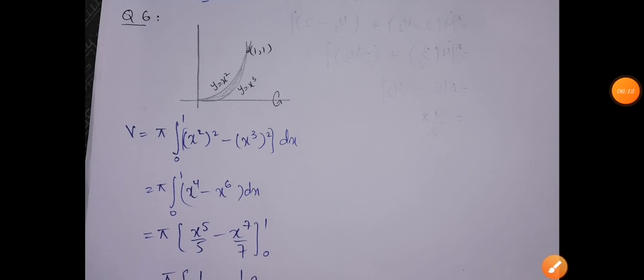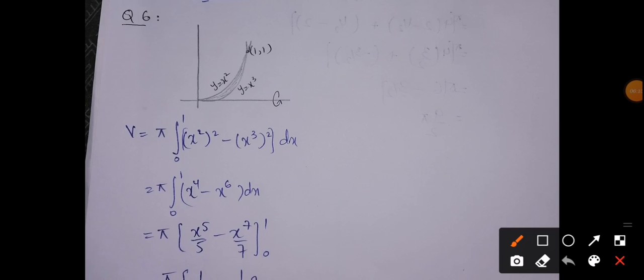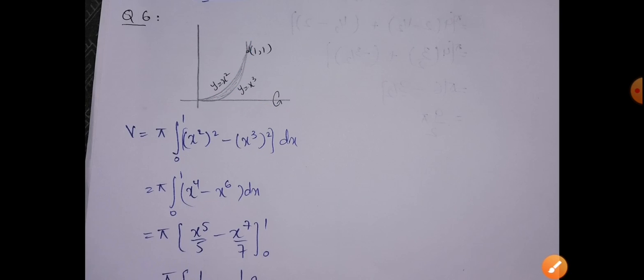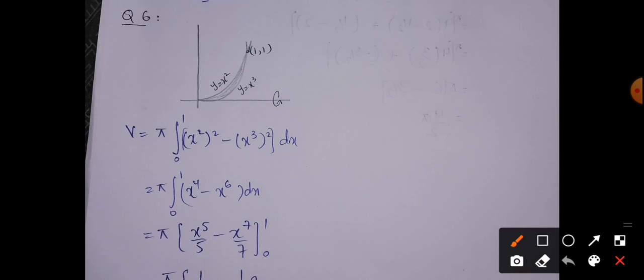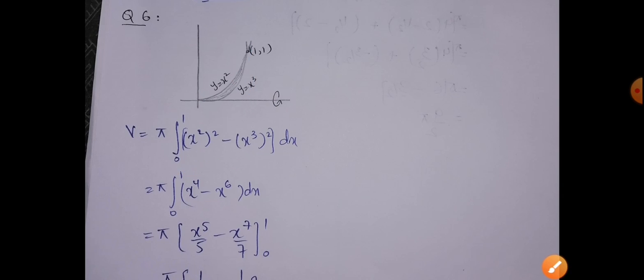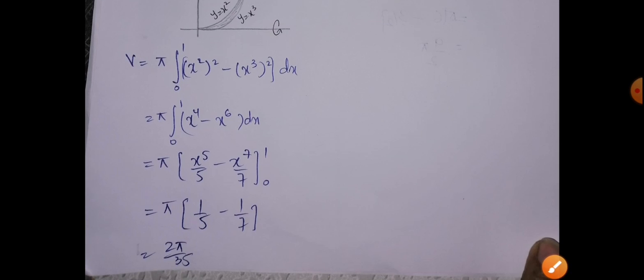Next we have question number 6. Again we have to revolve the figure about the x-axis, and again we have to apply the washer method, because we will generate a hollow shape. So in such a case, when we are on the x-axis, the outer curve will be x square, the inner curve will be x cube. So x square whole square minus x cube whole square. And as far as the limit points are concerned, they vary from 0 to 1. So the integral from 0 to 1 of x square whole square minus x cube whole square. Integrating it, we get the answer 2 pi by 35.